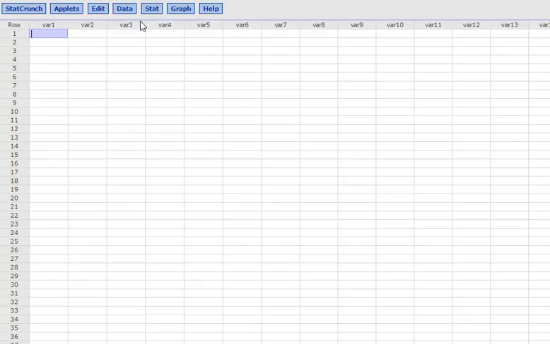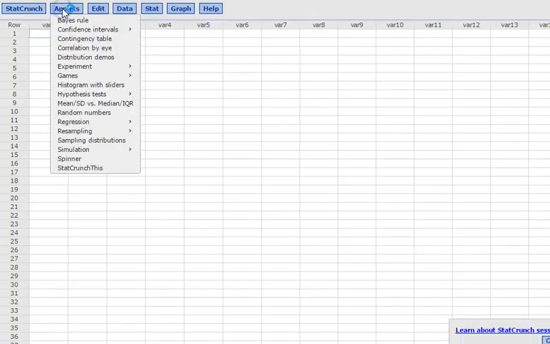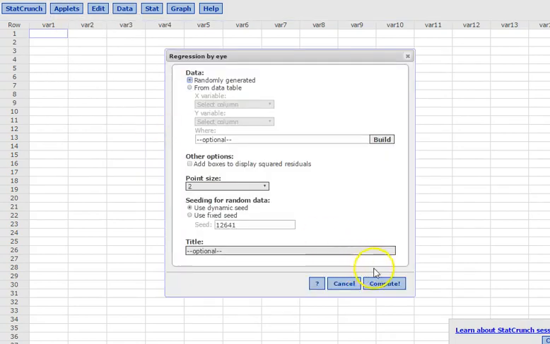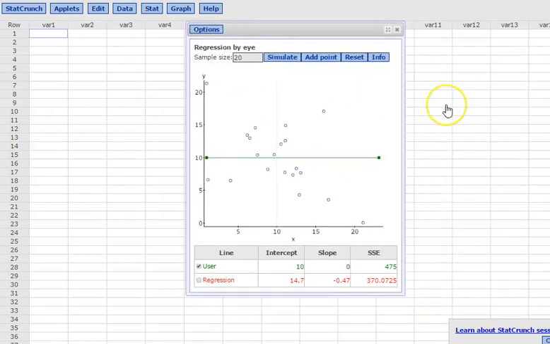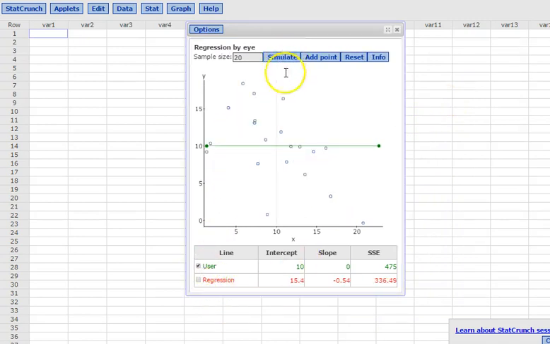StatCrunch has some nice applets in it. This one is called Regression by Eye. And we have here some data. I'm actually going to use a different one because I want something that's a little bit more linear looking. And I'm going to put the regression line on here. Now I'm going to add a point that is far from the mean.